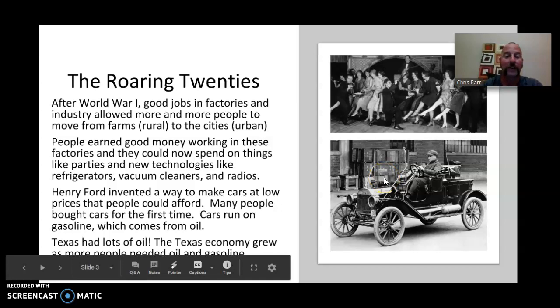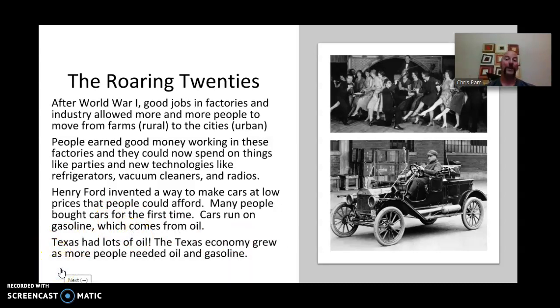That's what these refineries do. They take the oil, making gasoline. And Texas had lots of oil. So Texans start making lots and lots of money because this oil is becoming more and more valuable, more and more important. Okay. So we call this the roaring 20s because things were just going great. Everybody was having a grand old time. Lots of money, lots of fun stuff to do.